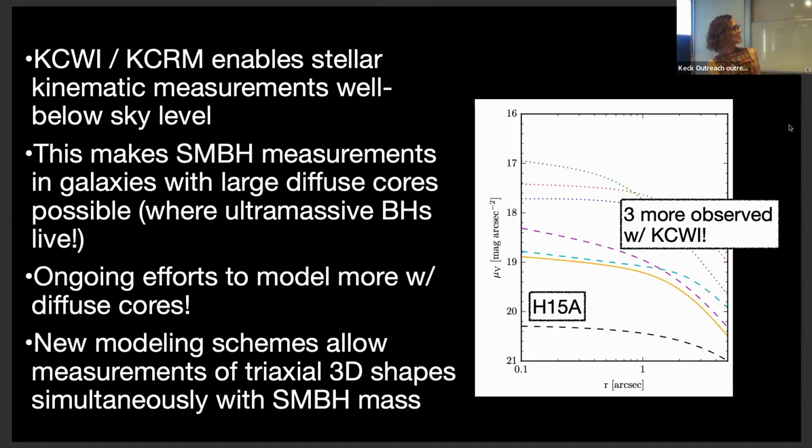So I think I'm going to leave things here. I do also want to plug that H15 is the first out of our sample that we've actually been able to model. We have 3 additional galaxies that we have already observed with KCWI. And now that we have H15 working and cooperating, we're excited to move on to those as well.